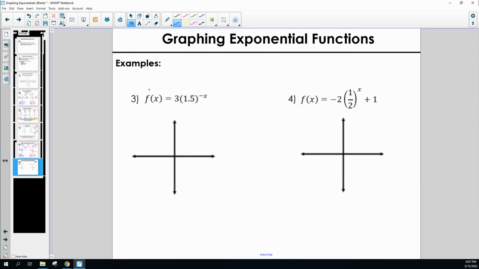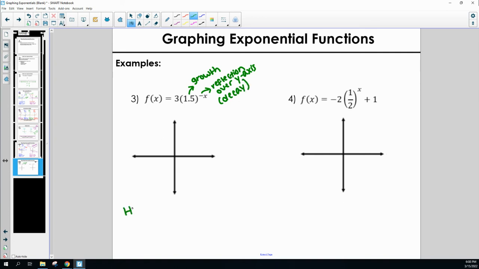Okay, so let's look at a couple more. Number 3, first thing we look at is b. Remember, b is what the exponent is attached to. So 1.5 is our b. It's greater than 1, so it's a growth. Then we look for transformations. The negative that we have in front of the x means that this is a reflection over the y-axis, which means that this is actually going to go from a growth to a decay.